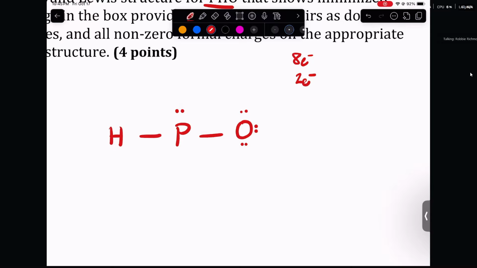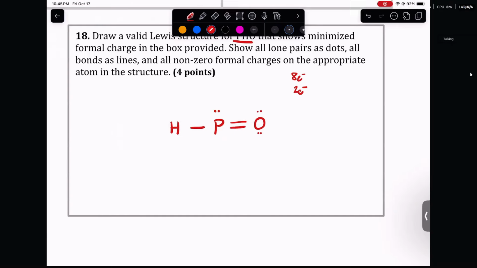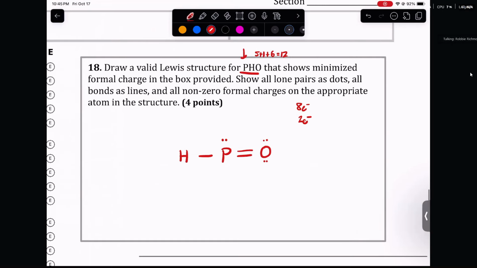Best way to fix that is, let's just take these 2 lone pairs and make a double bond here. So the octet rule for oxygen and phosphorus is fulfilled. Cool. So now we have a valid Lewis structure for octet rules. Let's just make sure that we have minimized formal charges.